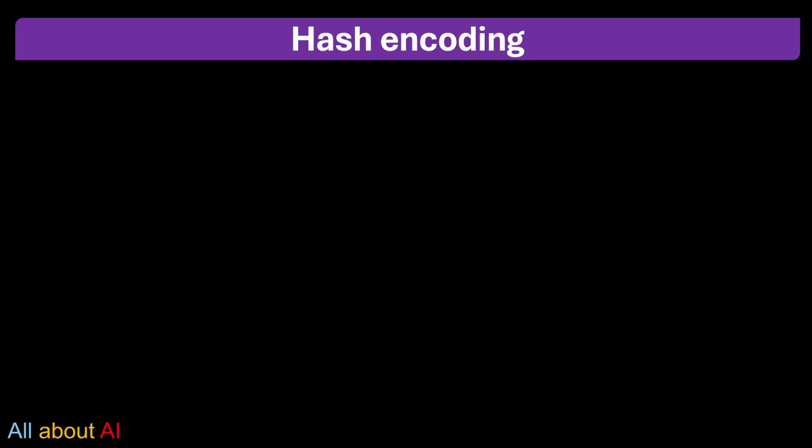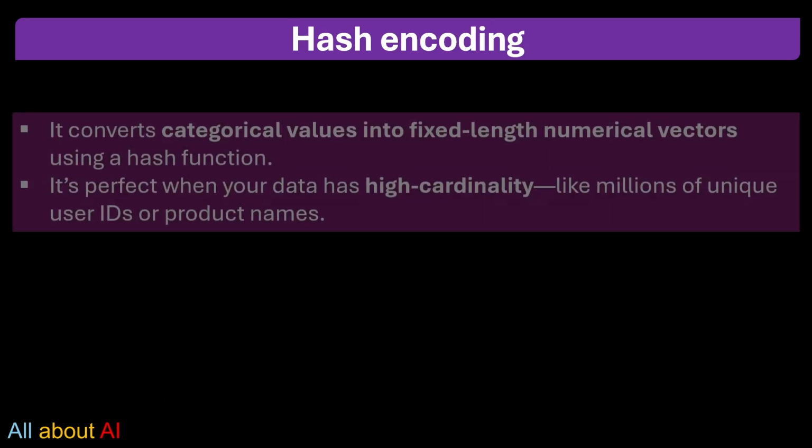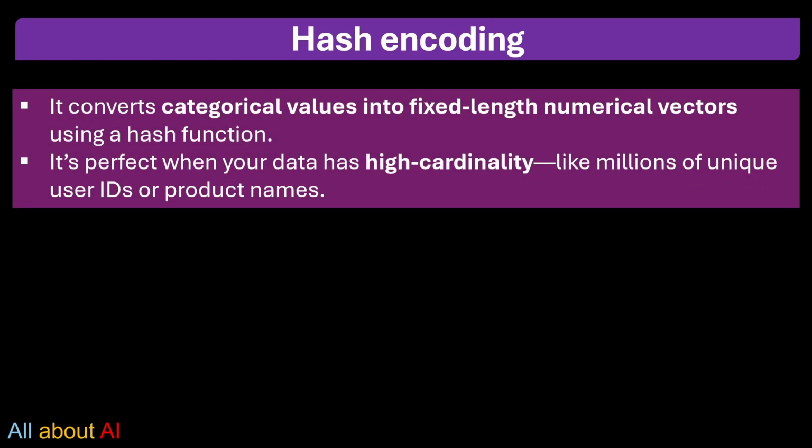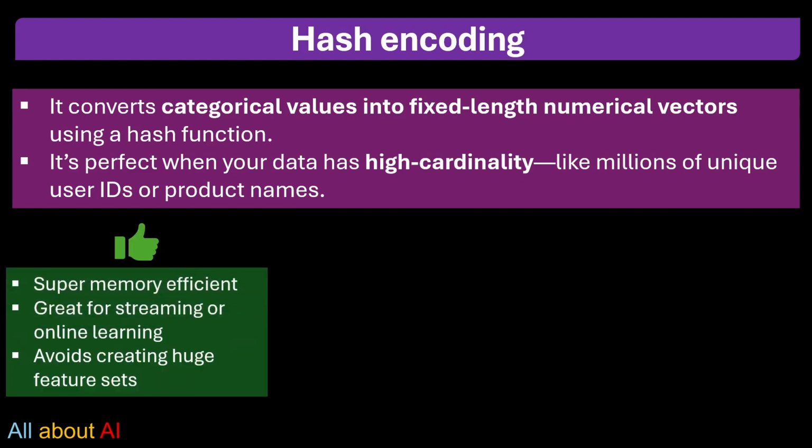First, we have hash encoding. Hash encoding is also known as feature hashing or hashing trick, and it's a smart way to handle data with tons of unique values. Imagine you have thousands of different product names or user IDs. Instead of giving each one a unique column, we use a hash function to convert them into numbers. This saves memory, works super fast, and it's perfect for big data or streaming.